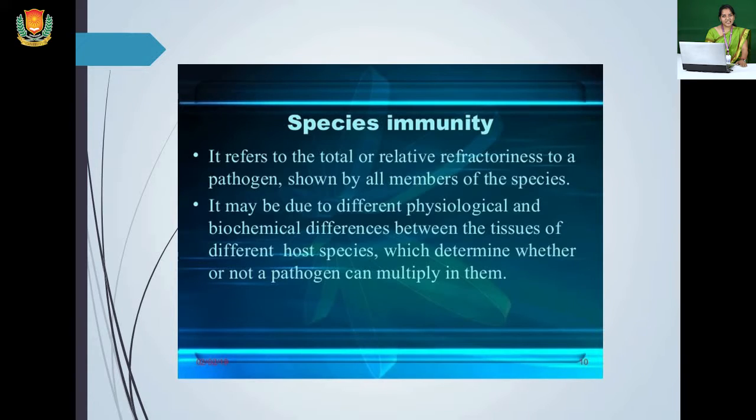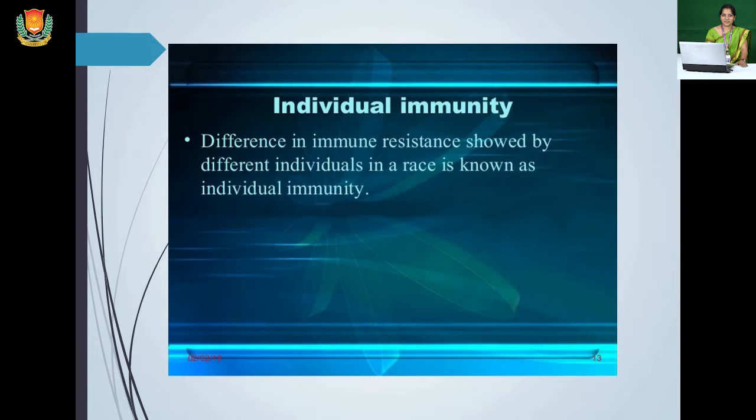Now, innate immunity, as I told you in the previous slide, can be special, racial, or individual. Special means two different species can be affected by a pathogen differently. For one species it is pathogenic, but for another species it is non-pathogenic. So that is known as special immunity.